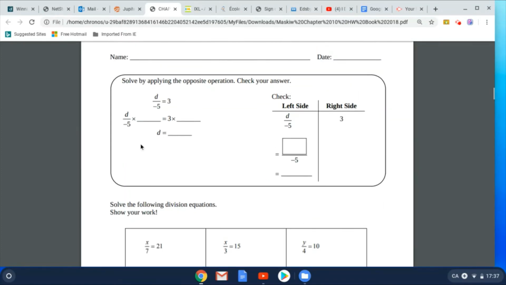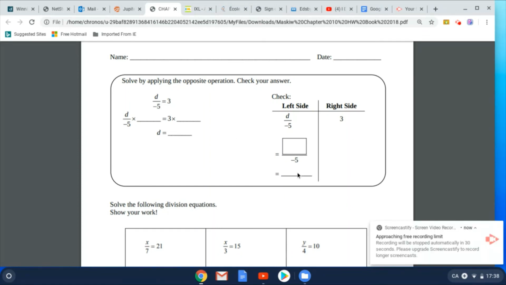Last example, the opposite. I've got d divided by -5 equals 3. Well, what's the opposite of division? That would be multiplication. So all I have to do is multiply by -5 to get d by itself. If I multiply on the left, I multiply on the right. 3 times -5 would be -15. -15 divided by -5 is 3.